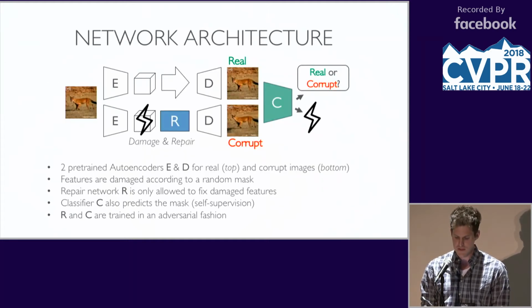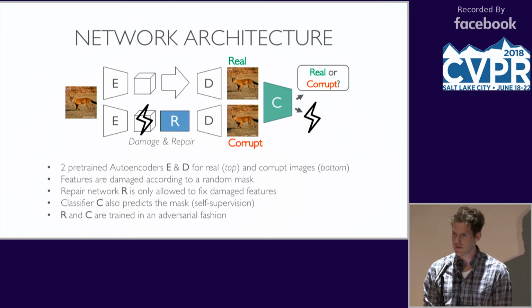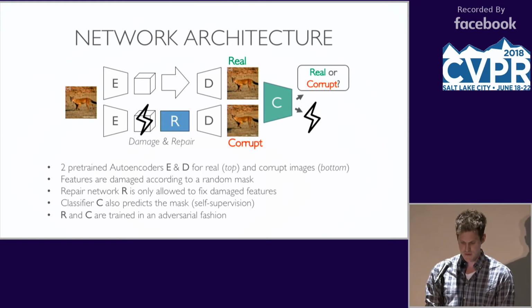The resulting network feeds an image through two pre-trained autoencoders E and D with shared weights. The two autoencoders generate real images at the top and images with artifacts at the bottom. Features are corrupted according to a random binary mask and then repaired by a repair network R. The repair network is interleaved with the decoder layers and has a small receptive field. We only allow the repair network to modify the corrupted features.